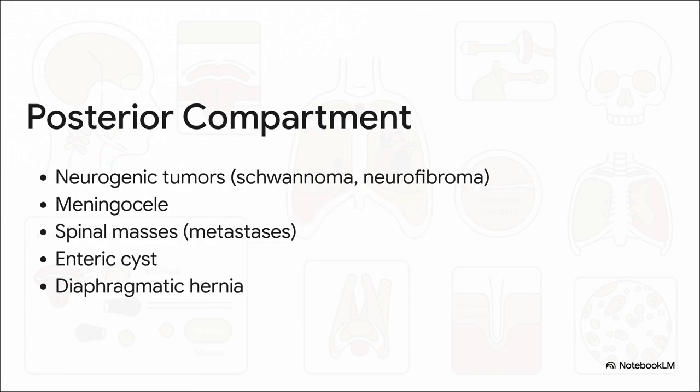We'll wrap up in the posterior mediastinum, where the dominance of neural tissue dictates that we primarily look for neurogenic tumors, like schwannomas and neurofibromas, along with meningoceles, spinal metastases, enteric cysts, and diaphragmatic hernias. And as a quick cleanup point, always suspect acute mediastinitis after cardiac surgery if a patient presents with a fever, chest pain, leukocytosis, and mediastinal widening on a chest X-ray. That presentation demands immediate drainage, surgical debridement, and prolonged antibiotics.